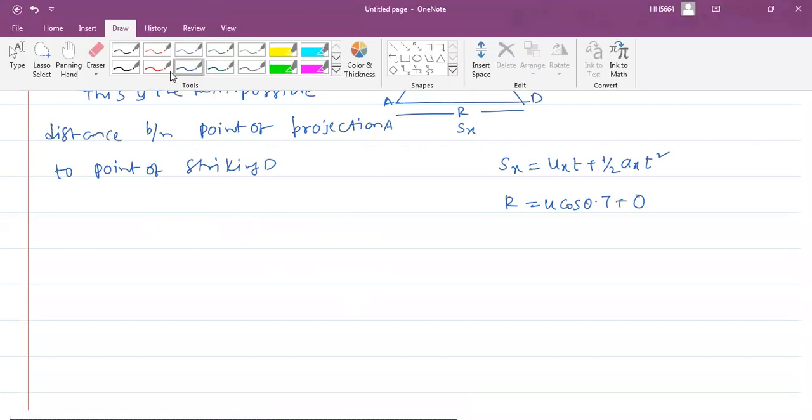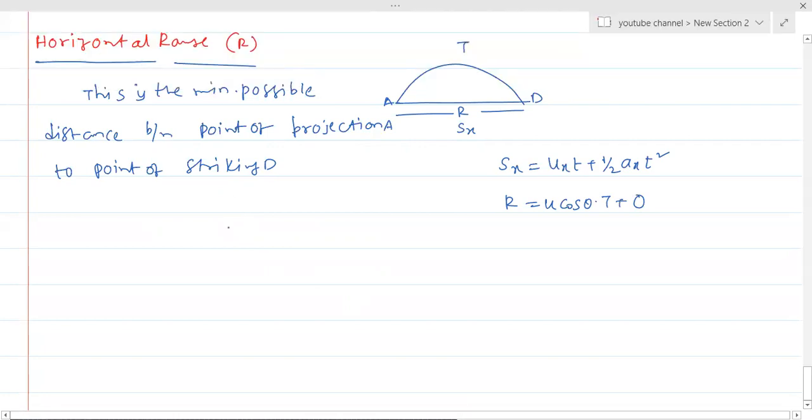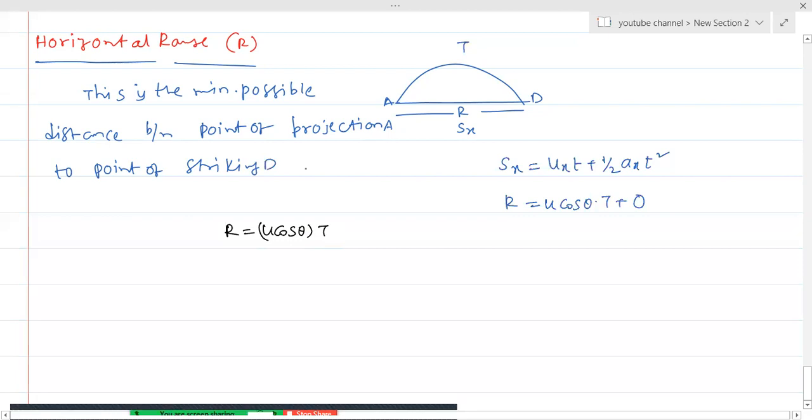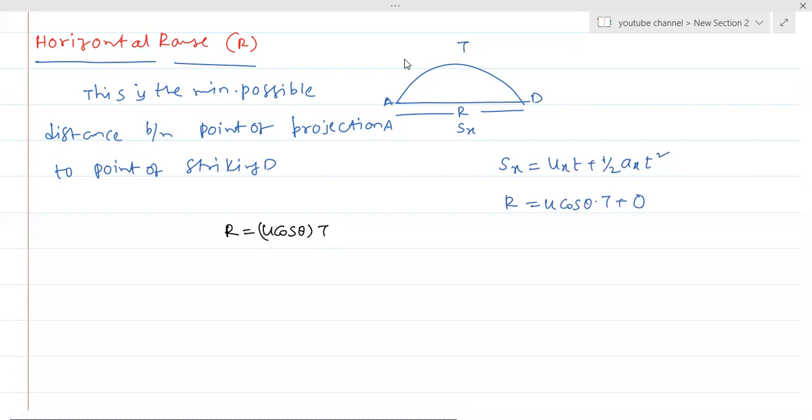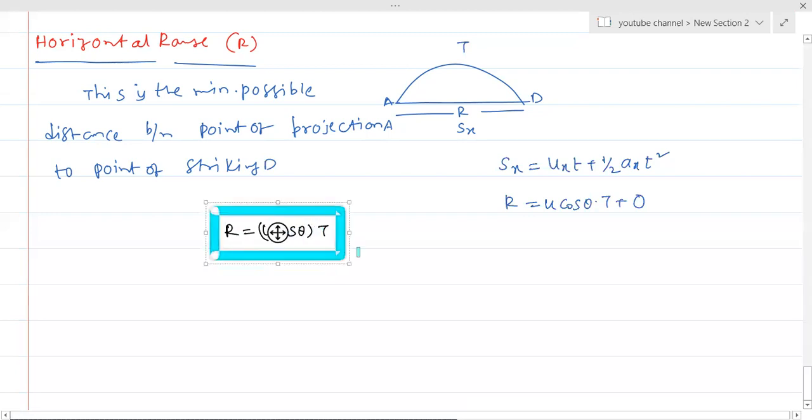So now we have a beautiful leftover here. Range R equivalent to u cos theta into T. This is one of the important relations here. So R means horizontal range.